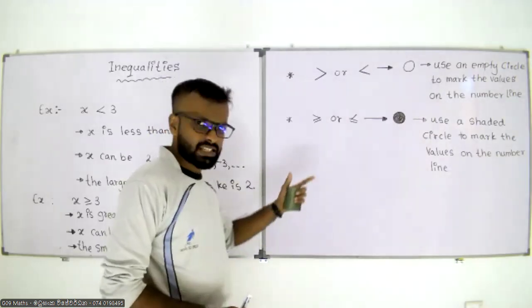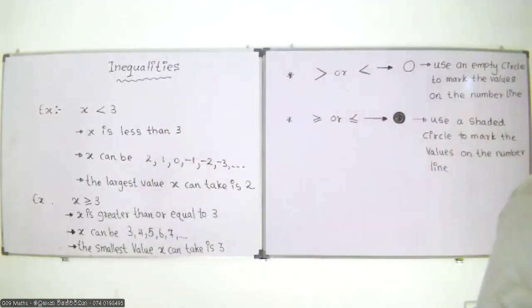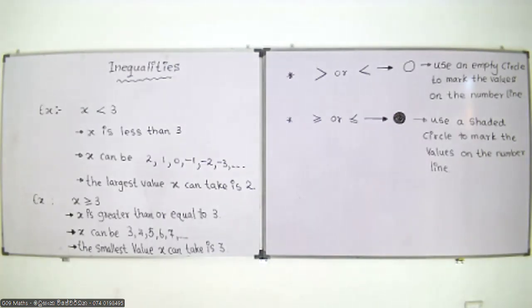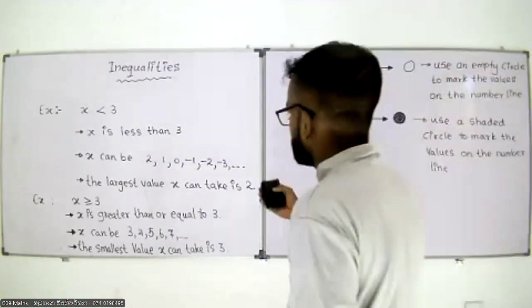Right. So the basic part is over, right? So let's go for questions. We have questions. That is the most important thing that you need to do. Right. So come to page number one, example number one.